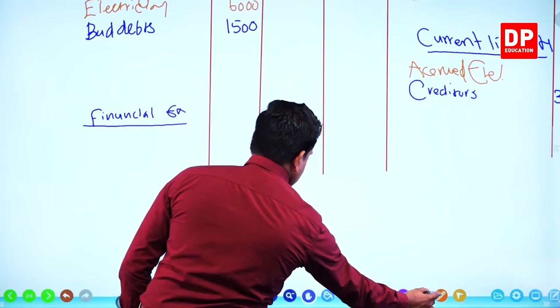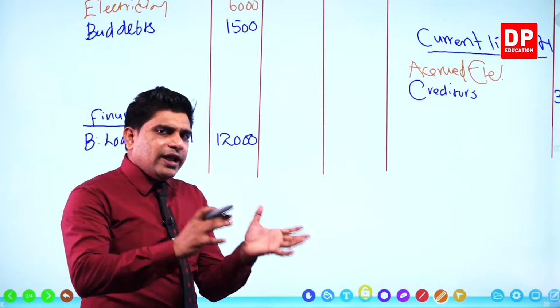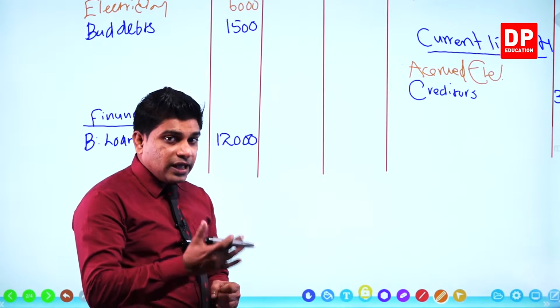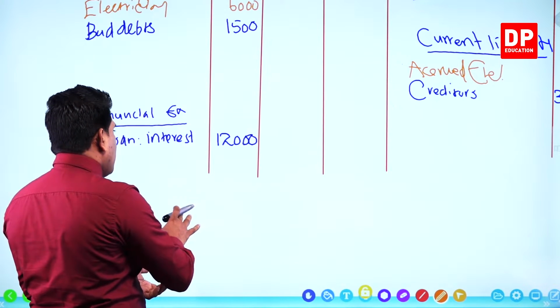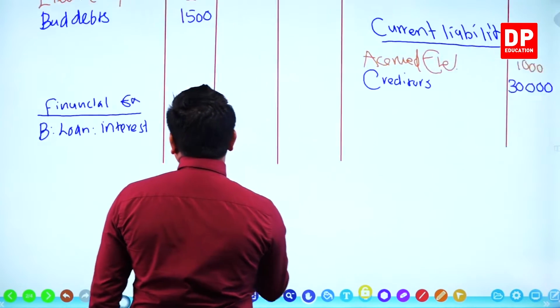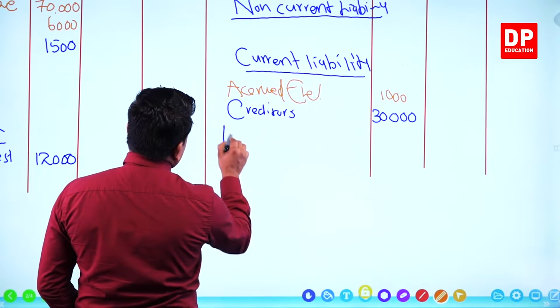Bank loan interest 12,000. But they have paid 10,000 out of this, so that's why they have given 10,000 as bank loan interest in the trial balance. So 12,000 is the full amount, 10,000 is the paid amount, right? Then the other 2,000 comes under the current liability as accrued loan interest.